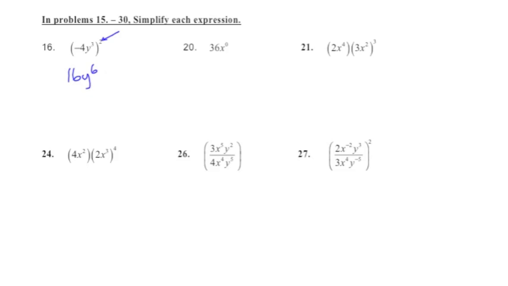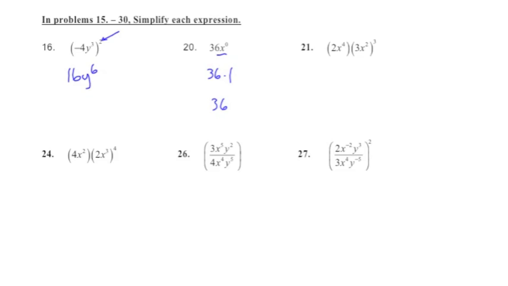Question 20. I'm asked to simplify 36x to the 0 power. Notice only the x is getting taken to that 0 power. And anything to the 0 power is just 1. So really what I have here is 36 times 1. Well, 36 times 1 is just 36.